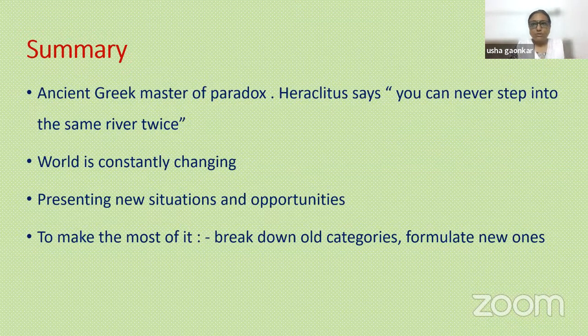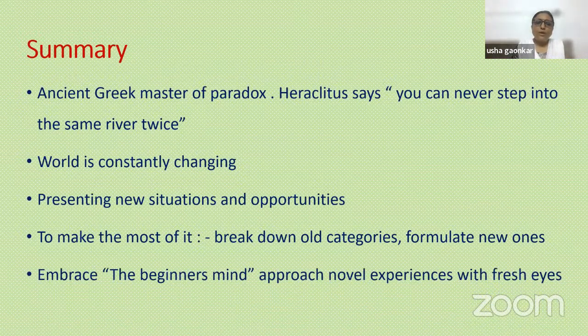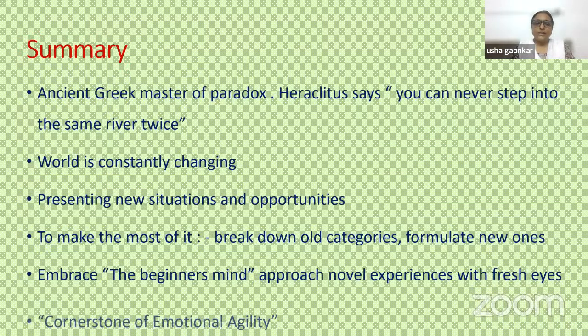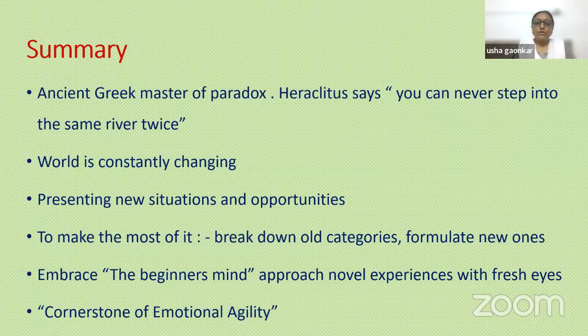It's a big book actually. And I just covered the first part of the book, which says how do we get hooked on. That's it. I am not even talking about getting unhooked. We have just spoken about getting hooked on. All right. So we have to embrace the beginner's mind and approach novel experiences with fresh eyes, which is the cornerstone of emotional agility.